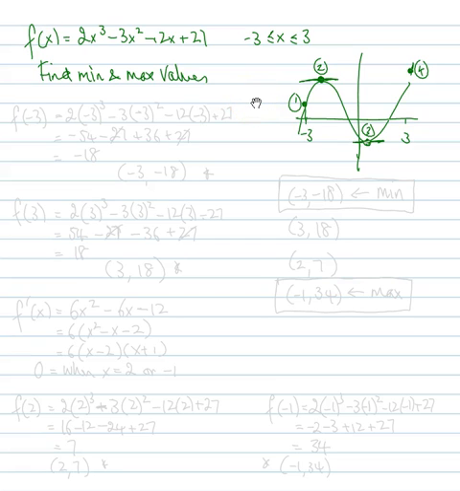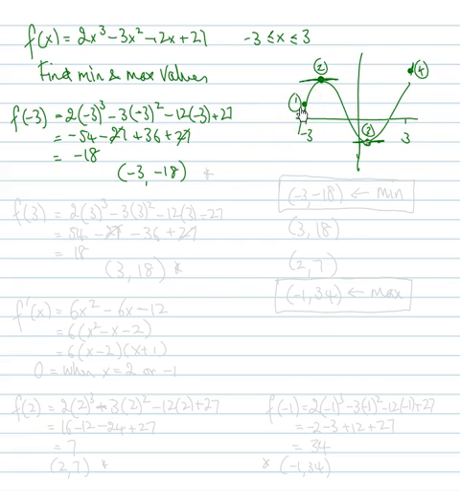Let's do the easy ones first. So the endpoints are the easy ones. We'll just do minus 3 and 3. Just substitute minus 3 into the function. So 2 times minus 3 cubed, minus 3 times minus 3 squared, minus 12 times minus 3 plus 27. So minus 3 cubed is minus 27 times 2, so minus 54 minus 27 plus 36 plus 27. Those 27s conveniently cancel out and give us minus 18. So that point is minus 3, minus 18.